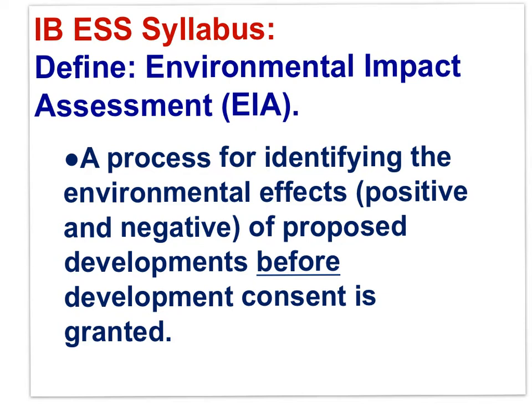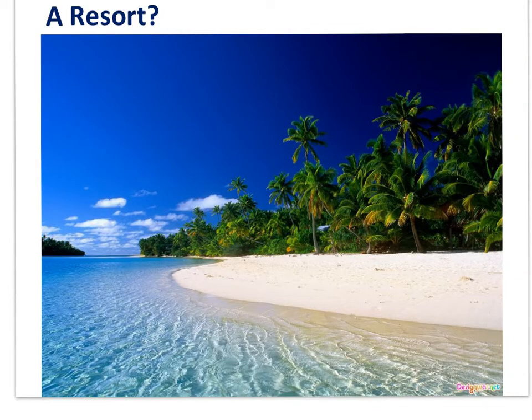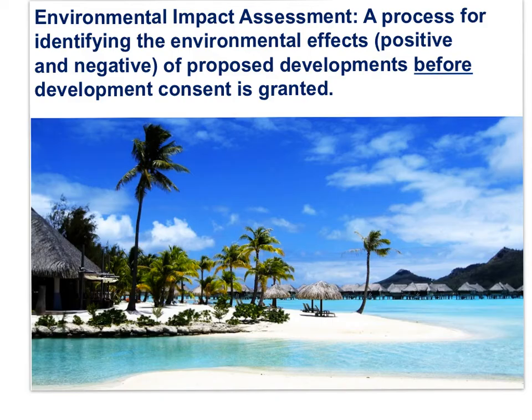Here is the first IB syllabus statement. Define environmental impact assessment, EIA. An EIA is a process for identifying the environmental effects, positive and negative, of proposed developments before development consent is granted. By what process would society decide to build a resort here?